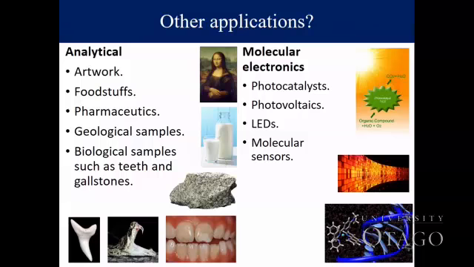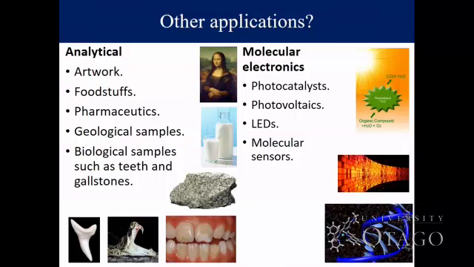And in our group, we've done many other interesting systems. On the analytical side of things, we've also looked at things such as pigments and artworks. We've looked at foodstuffs such as cheese and milk, pharmaceuticals, geological or rock samples, and also biological samples such as teeth. And on the molecular electronics side, we've also looked at some photocatalysts that would split water, for instance, to generate hydrogen and oxygen for fuel. We've also looked at some photovoltaics, LEDs, and other molecular sensors.